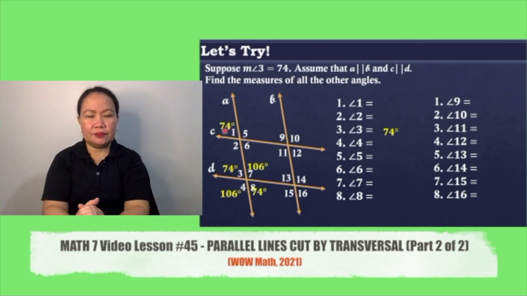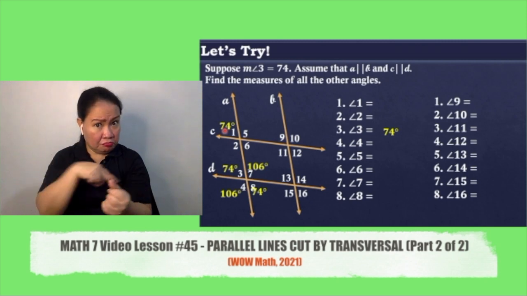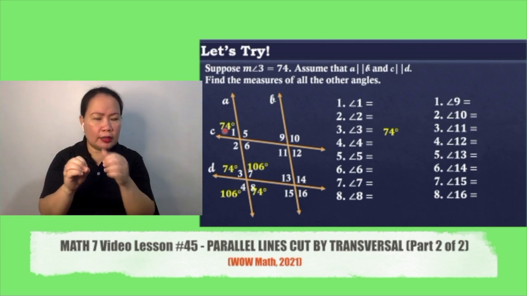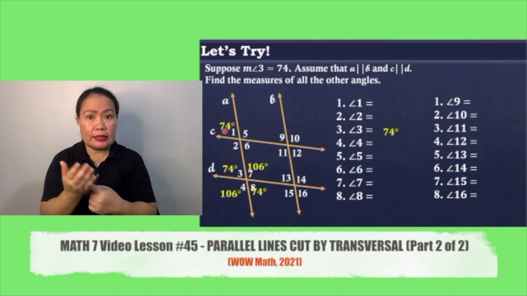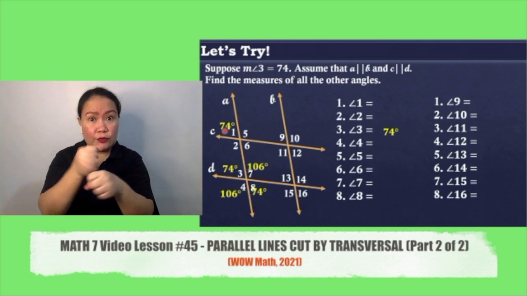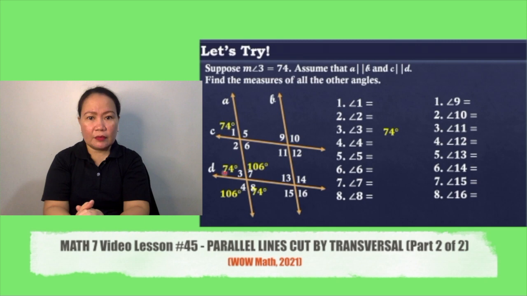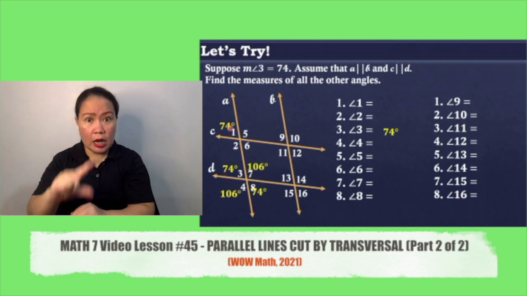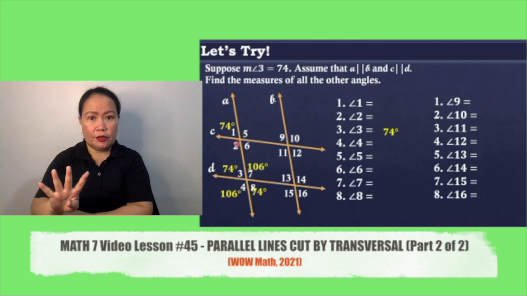Hindi na. Ginamit lang natin yung concept ng parallel lines cut by transversal, that corresponding angles are congruent, alternate interior angles are congruent, alternate exterior angles are congruent, at same side interior at exterior angles are supplementary. So, gamitin yun na yung concept na yun. Why? Kasi parallel lines po ito. Okay? So, kung 74 ito, lahat to corresponding na dun eh. Okay? So, makuha mo na lahat.